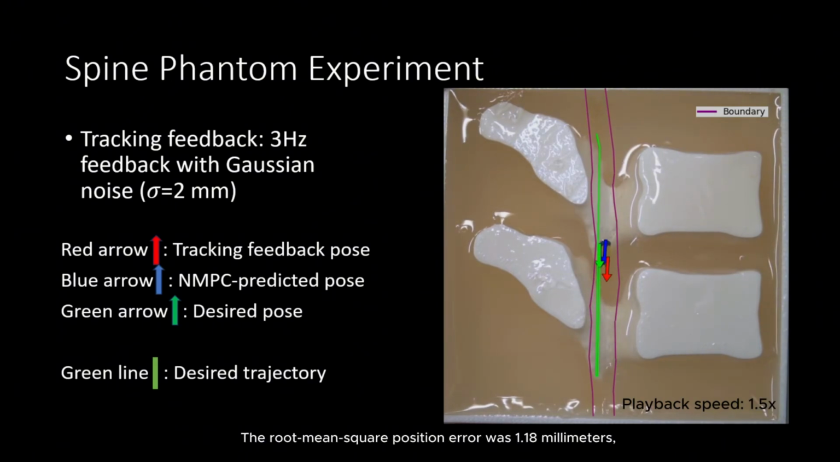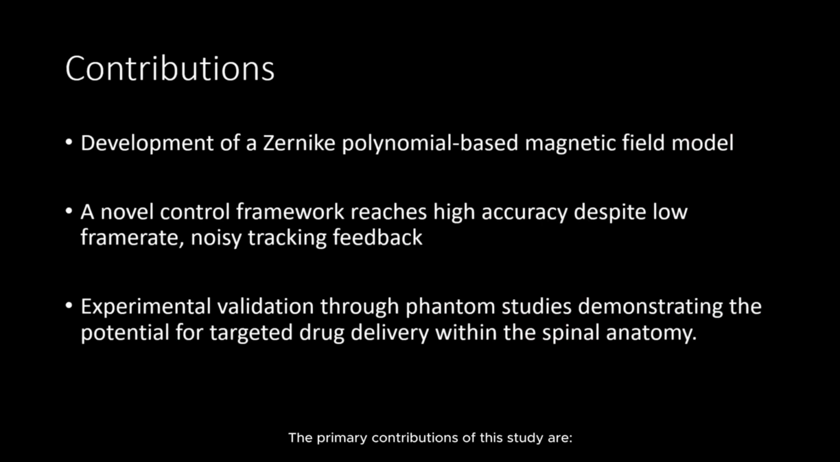The root mean square position error was 1.18 mm, and the orientation error was 7.6 degrees. The primary contributions of this study are the development of a magnetic field model with analytical representation, a novel control framework that reaches high accuracy under low rate and noisy tracking, and experimental validation through phantom studies.